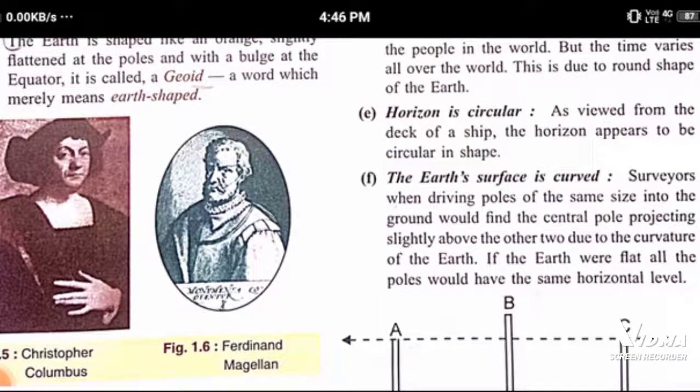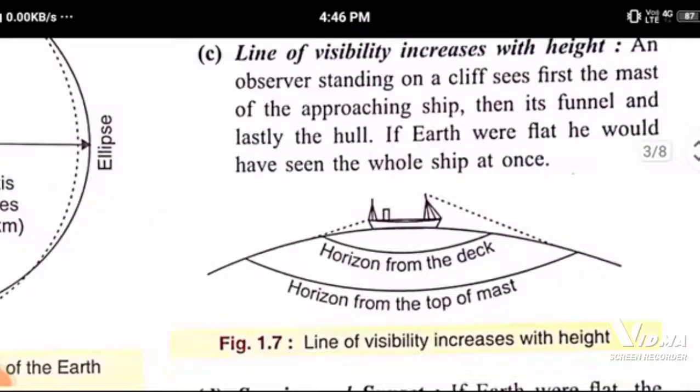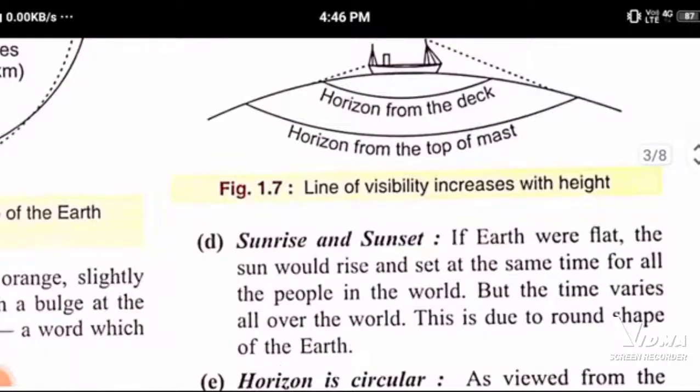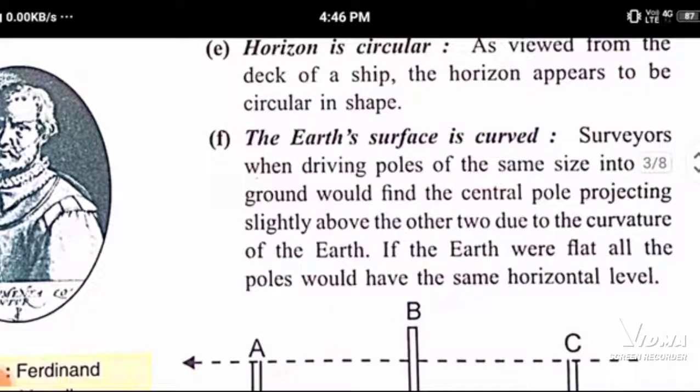Horizon is circular. As viewed from the deck of the ship, the horizon appears to be circular in shape. Let me explain with this picture, figure 1.7. He told that if we view something from the deck, the horizon appears to be circular in shape. Okay, the earth's shape is curved.